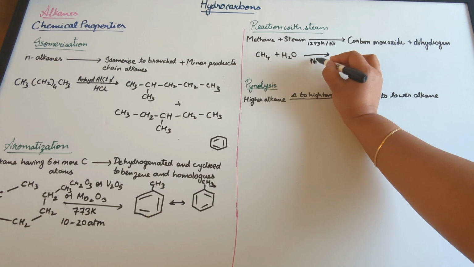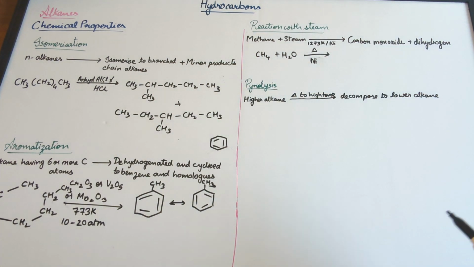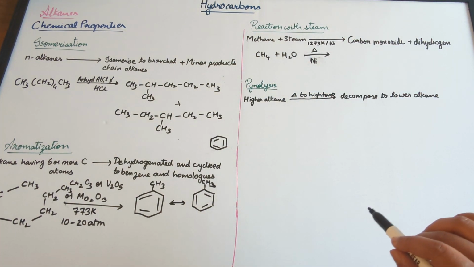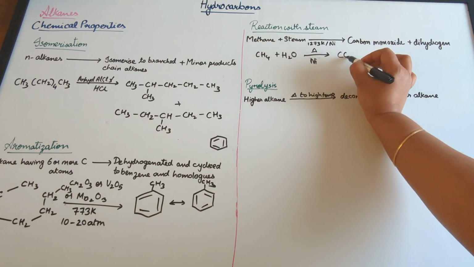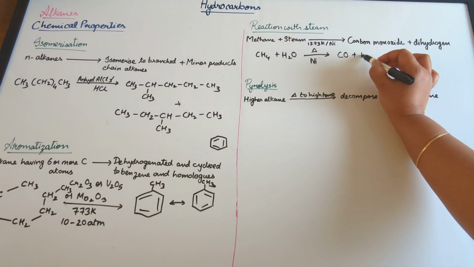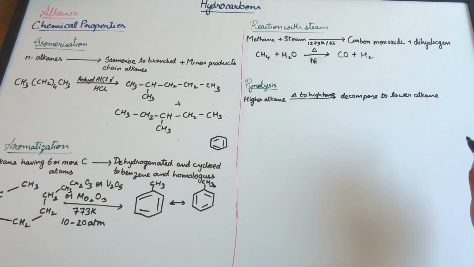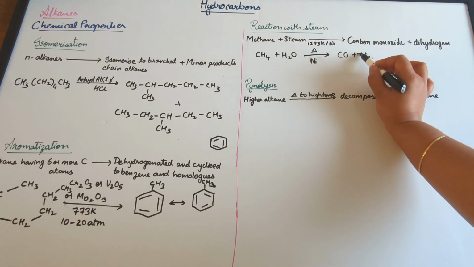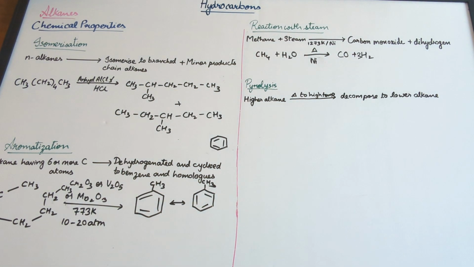So for us to get two products, carbon monoxide and dihydrogen, 3H2. This particular reaction is used as an industrial preparation for dihydrogen. So this is used as an industrial method of preparing dihydrogen.